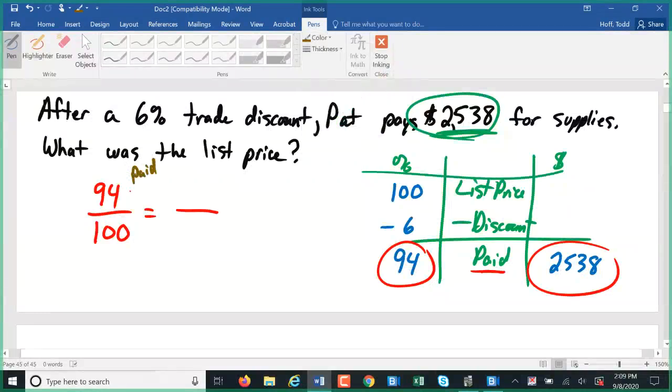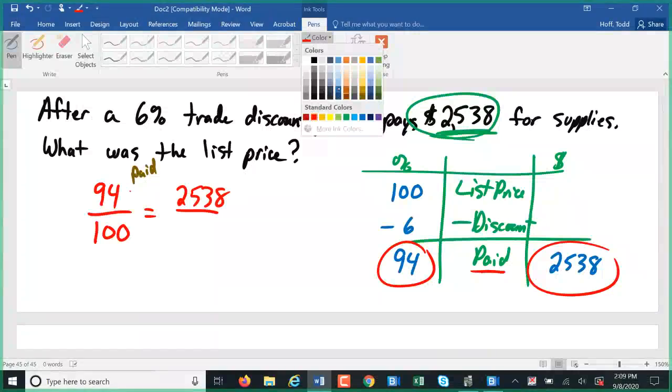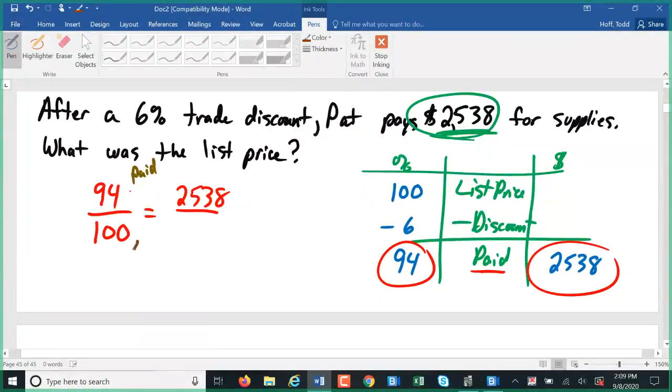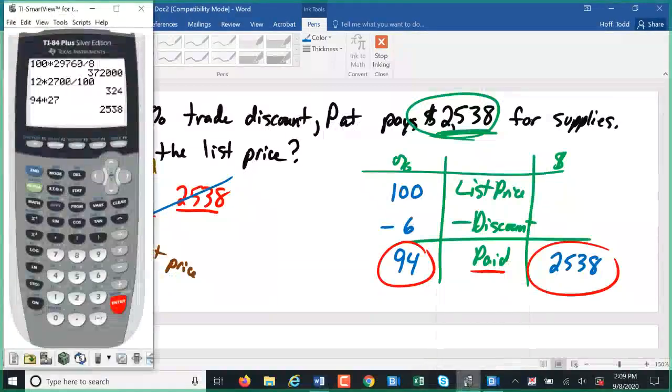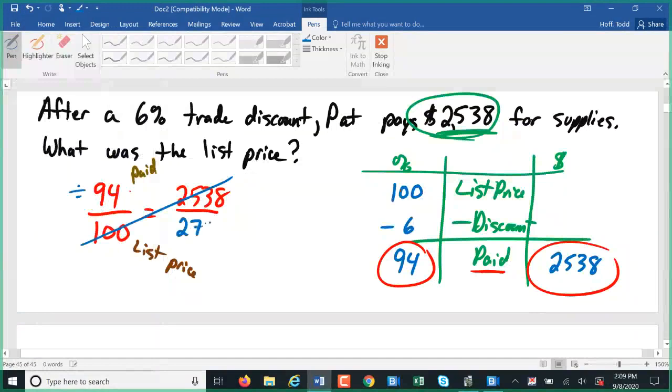So we put the 2,538 there. The 100 represents the list price, which is what we're looking for. So we cross multiply and divide: 100 times 2,538 divided by 94 gives us 2,700. So the list price here was 2,700 again.